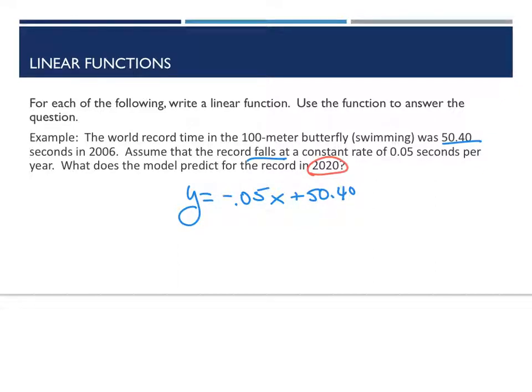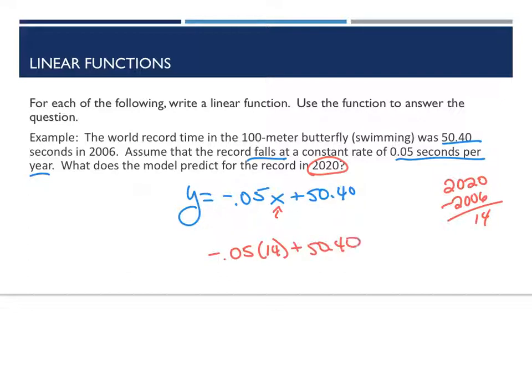Now, when we want to go and solve it, we don't plug 2020 in, because it falls at a rate of 0.05 seconds per year, which means that if I plug in 2020 for x, that's 2020 years later. So I need to do a little math over here. 2020 is how many years after 2006? And that's 14. So if I want to know what the new world record would be, I'm wanting to know 14 years later. And that would be 49.7 seconds.